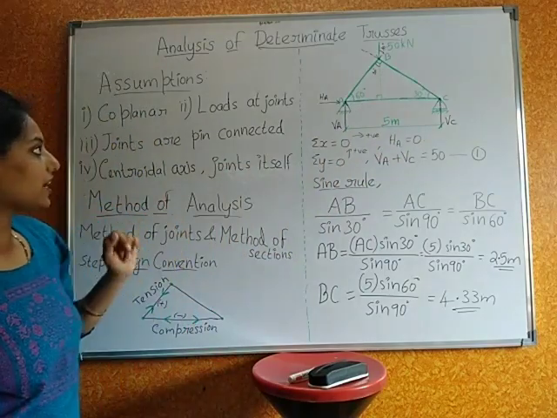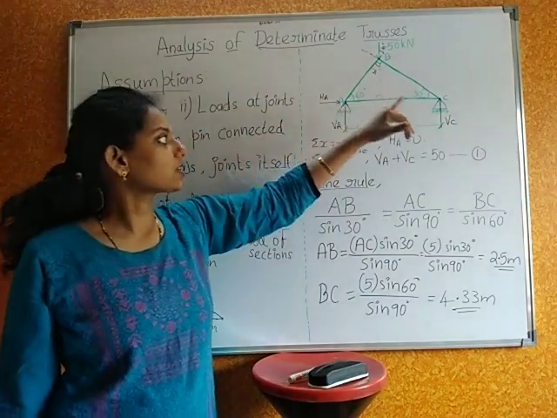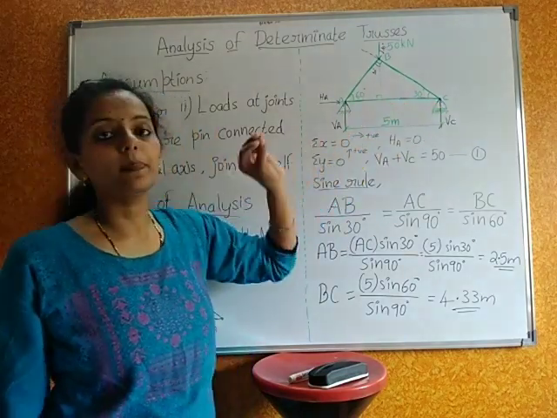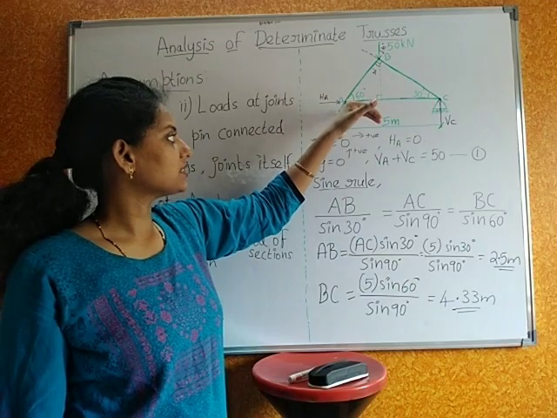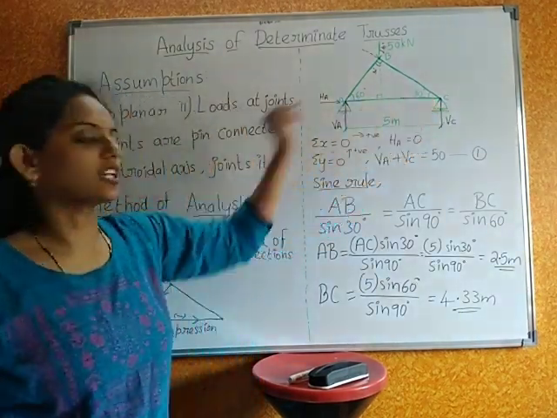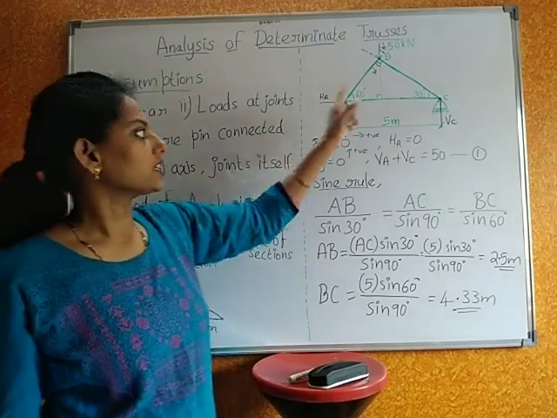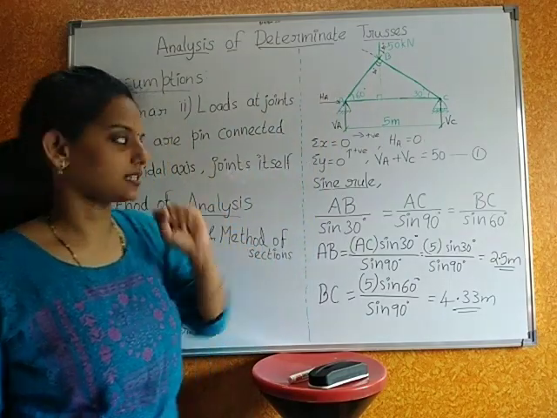Okay. Next, we'll see the analysis of determinate trusses. For analysis of determinate trusses, there won't be any redundant force. Here the pin support has 2 reactions and the roller force has 1 equation, so 3 minus 3 will be equal to 0. There is no redundant force. This is one example of a determinate truss.